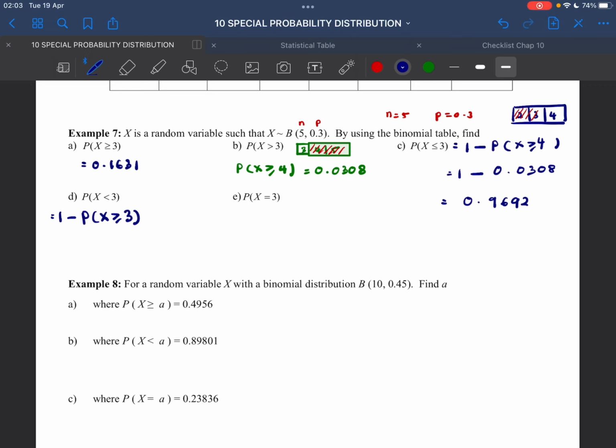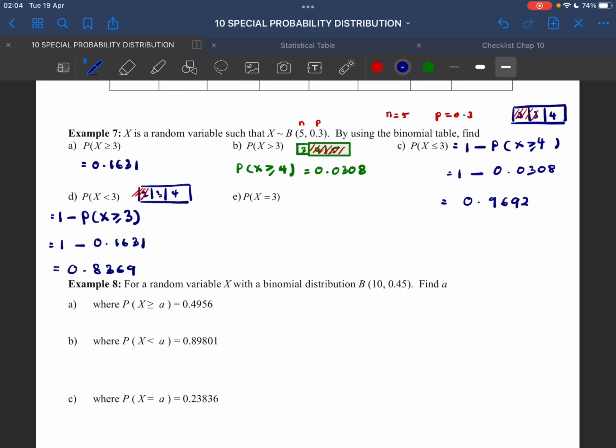Or if we represent it in a box here, we have 2. So less than or equal to 3, for example we have 2, 3, 4 here. So less than 3 will be 2 and so on. Alright, so we have the whole probability 1 minus Px greater than or equal to 3. Px greater than or equal to 3 we found in question A. And here we have 1 minus 0.1631, and here the answer is 0.8369.